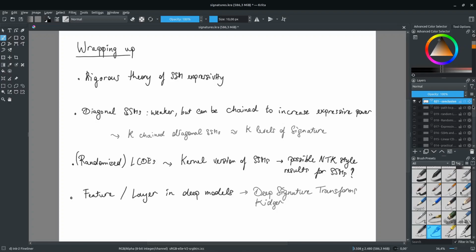So we have a rigorous theory of the expressive power of state space models. This is very nice. We know exactly now, okay, Mamba can approximate functions of this type given enough size. Diagonal SSMs are a bit weaker, but just by chaining, or let's say stacking, diagonal SSMs, we increase the expressive power. So specifically, if you stack k diagonal SSMs, you essentially get the power of k levels of the signature. So layer 1, 2, and up to k.